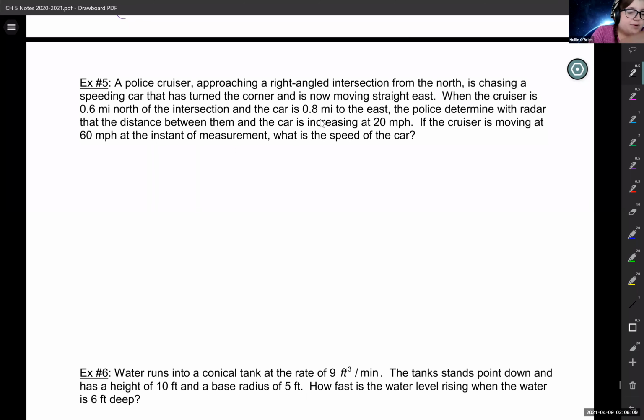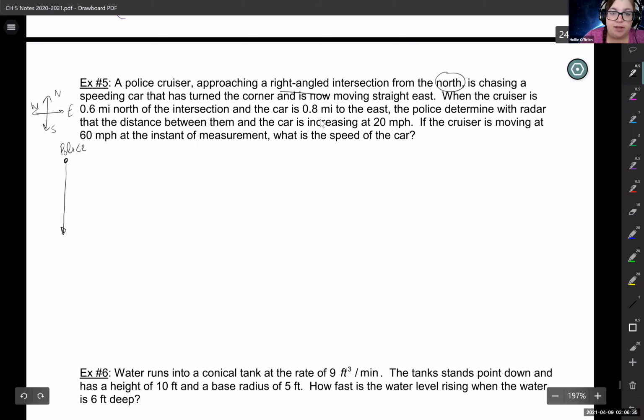I'm recording. Perfect. All right, so we have a police cruiser approaching a right angle intersection from the north. So from the north means, well, maybe you never look at a map. I don't know. So we have north, south, east, and west. Just FYI. So if we're approaching from the north, we're going from the top down. Okay, so this is Old Popo right here.